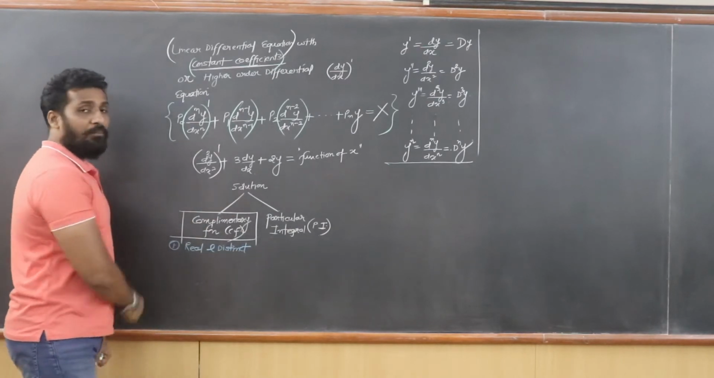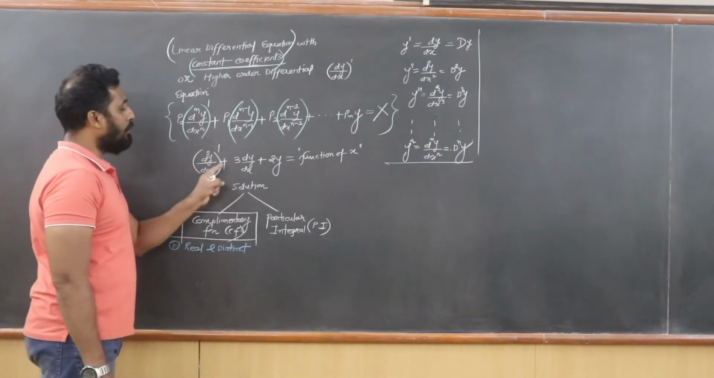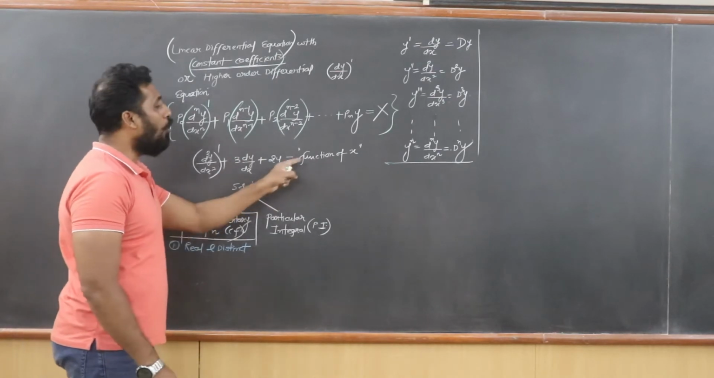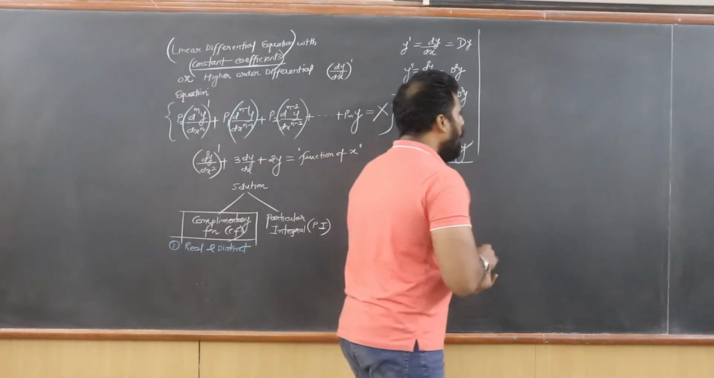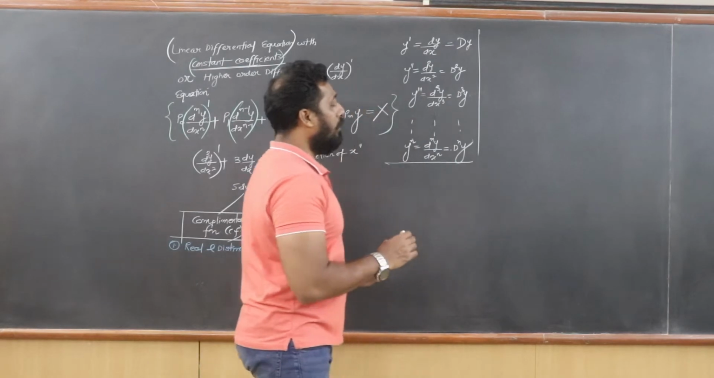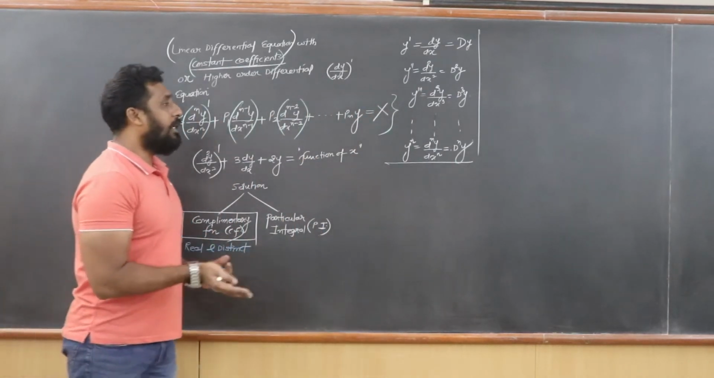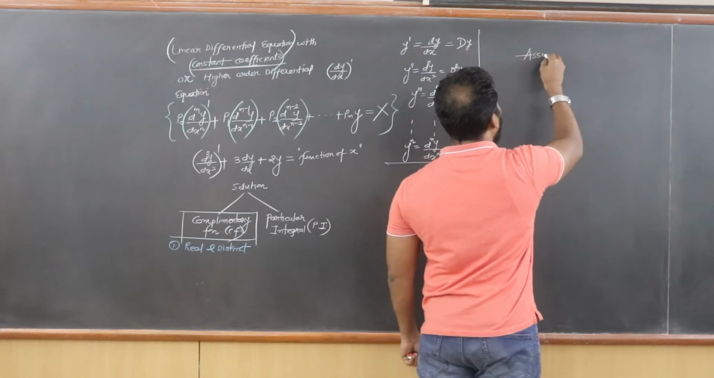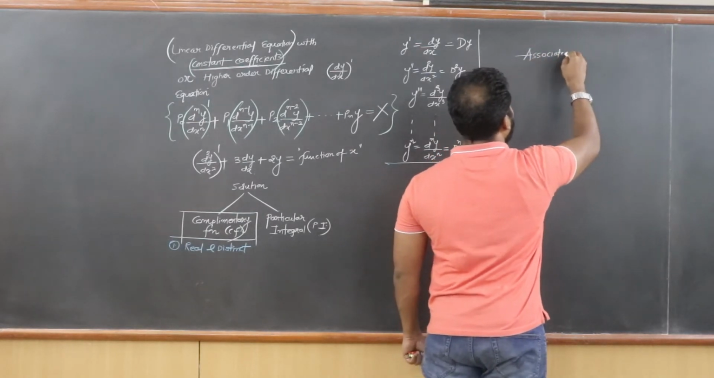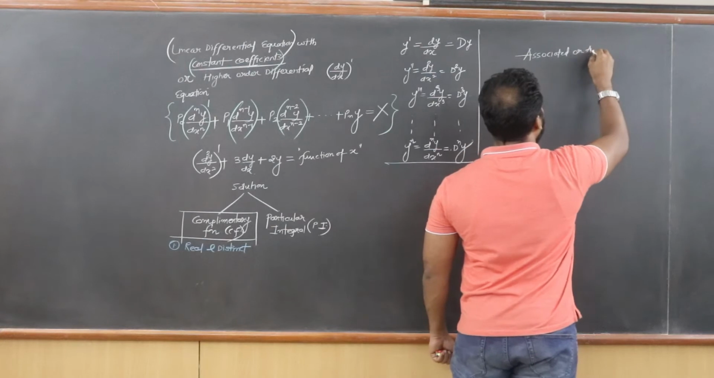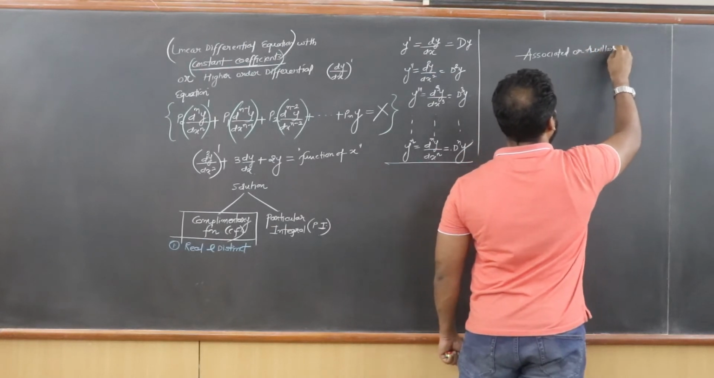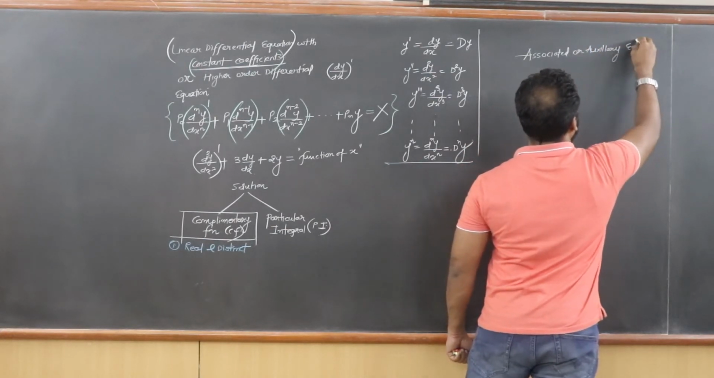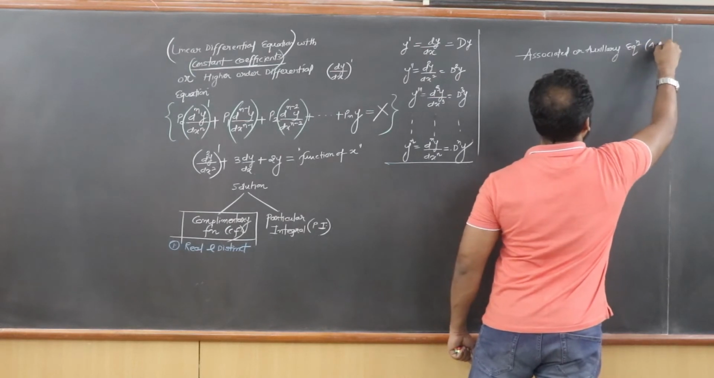You can take the same example. Here it is d2y by dx square plus 3 dy by dx plus 2y equal to some function of x. Now before I go to find the complementary function, there is something else you want to remember, and that is called an associated, or sometimes an auxiliary equation. The short form is AE.